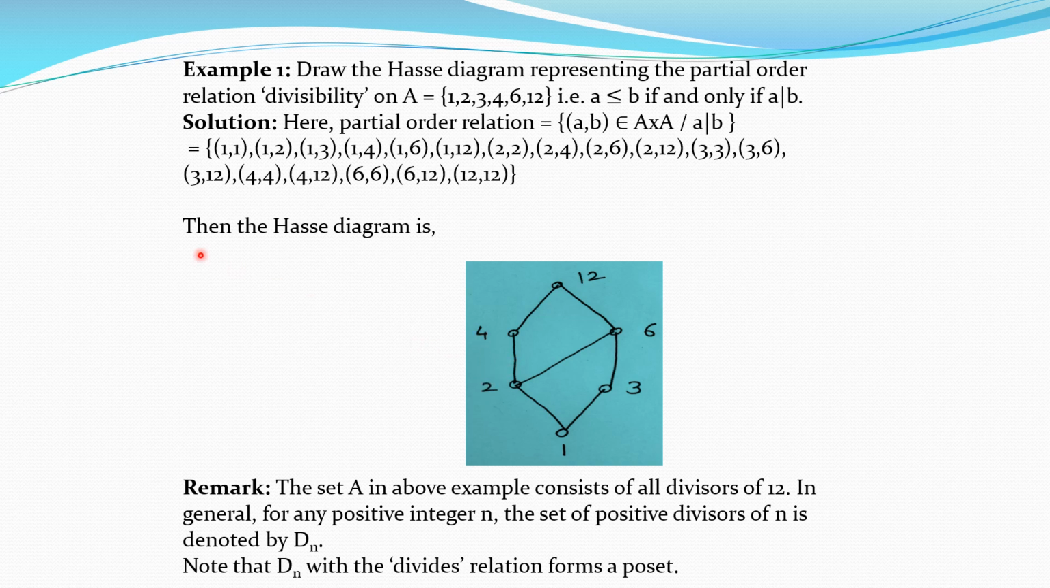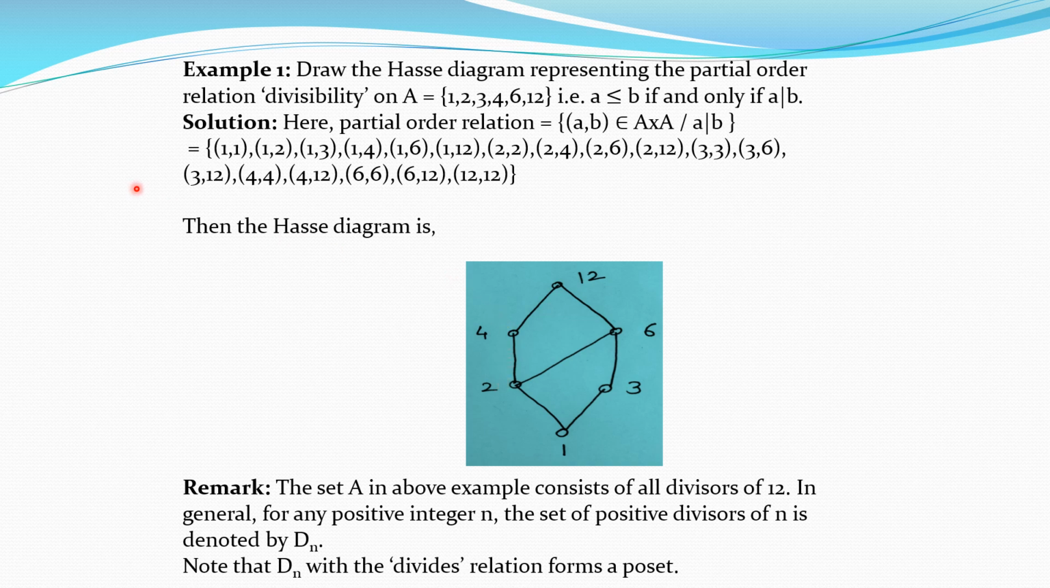Then 3, 12. Again 3 divides 12, but there is 6 such that 3 divides 6 and 6 divides 12. So for 3, 6 we have shown by a line segment. In the same way, draw the line segment from 6 to 12. So by transitivity we get 3 divides 12, that part.